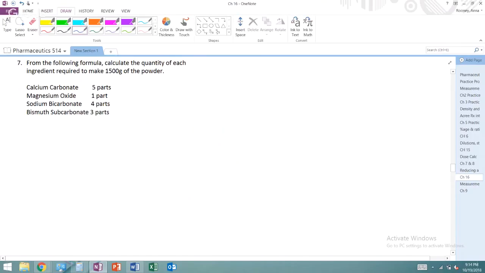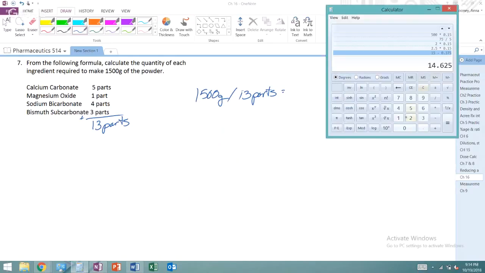From the following formula, calculate the quantity of each ingredient required to make 1,500 grams of the powder. So this one is possibly, it's not that hard. It's just you have to do a couple of steps. So you want to add all these together, and you get 5 plus this will be 5, that's 10, and then that's 13. So you get 13 parts. And you take your total, and you divide it by your 13 parts. And you get 115.38.